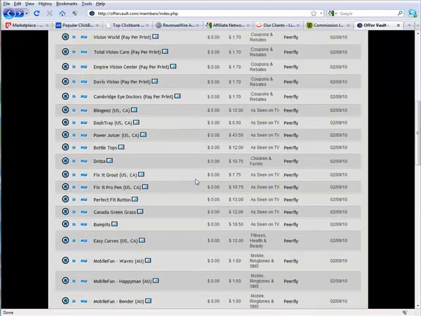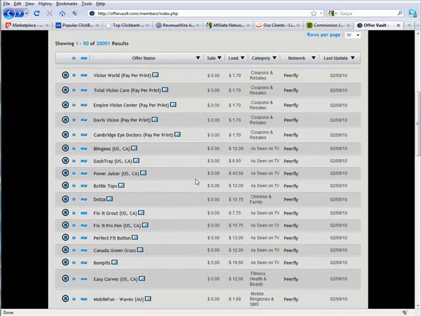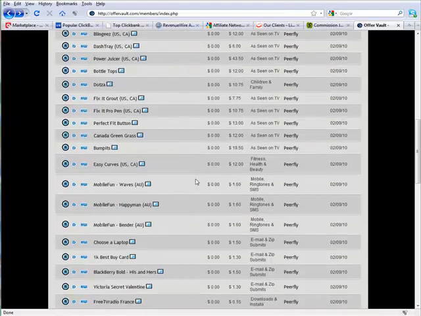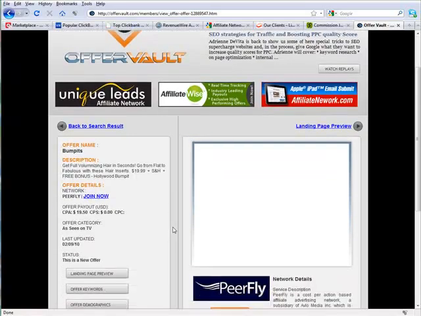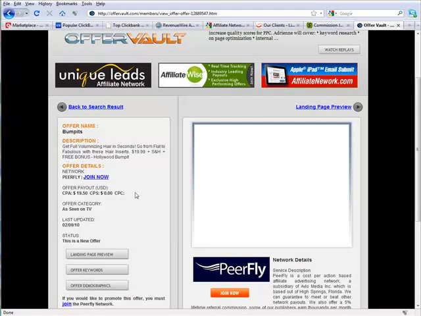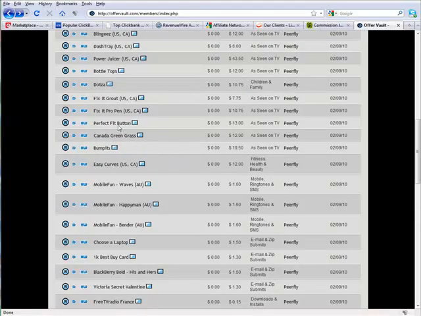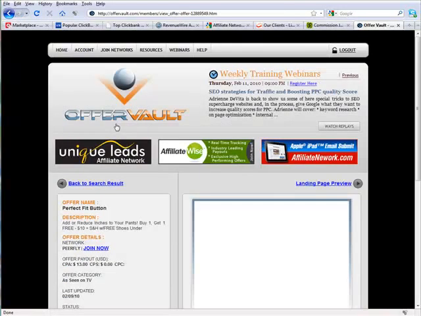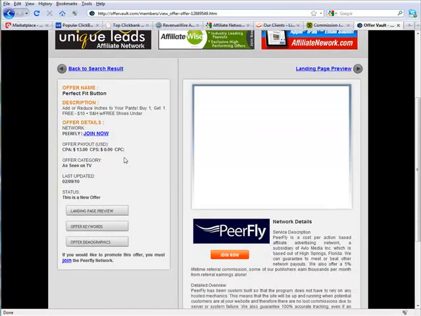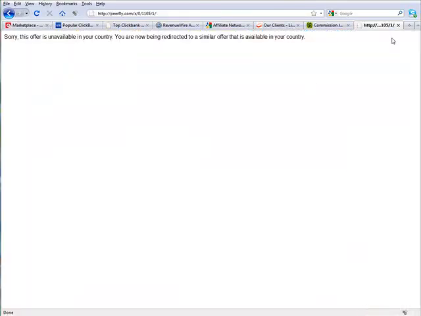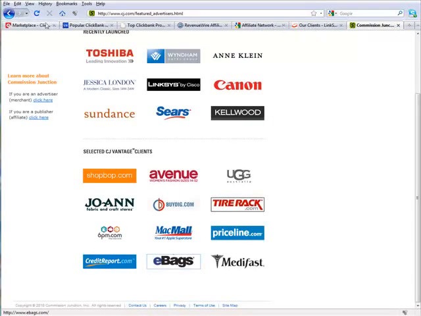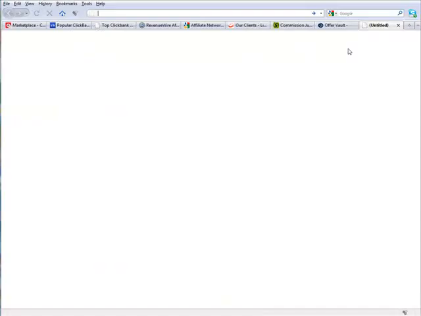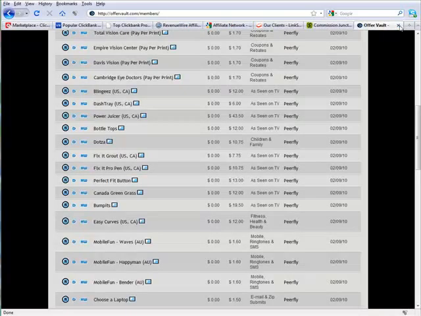Now let's see. You can do it just as easy as scrolling through all the different things, seeing what's here. Let's see, what's this? Bumpits. Okay, so these are little things that women can put in their hair to give it more volume. I've seen those ads late at night. Okay, so perfect fit button. I'm not too sure. It won't show me it. Okay, it won't let me see that site.